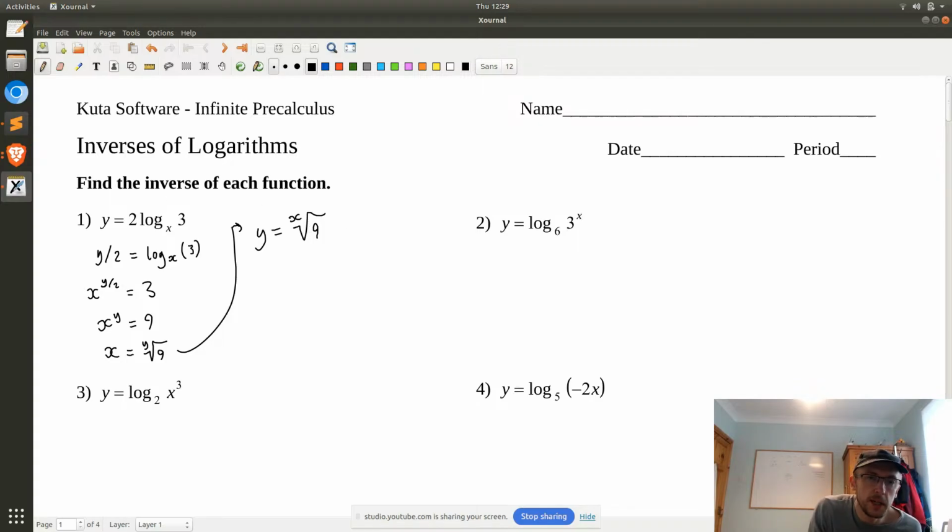And we check by plugging in 9 here. And log base 9 of 3, well, that would be a half. And times that by 2, well, we get 1. And then we plug in 1 there, and the first root of 9 is 9. So that checks out. Okay, here.